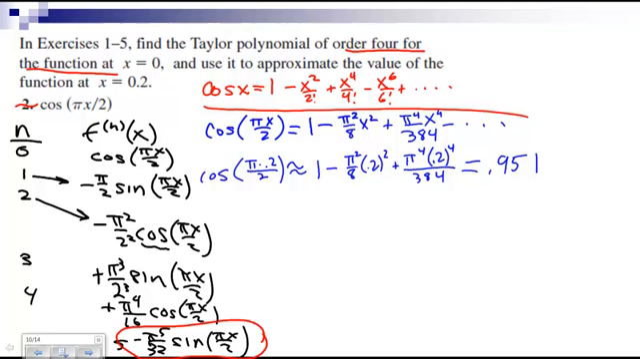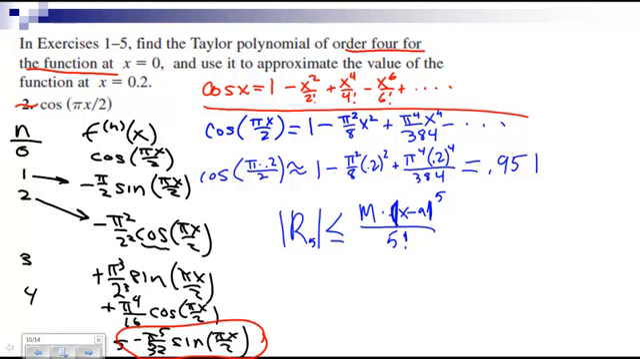My question is, now that we've used it to approximate it, how close is that answer? Well, let's figure it out. The remainder theorem says the absolute value of the remainder must be less than or equal to the biggest value of the derivative times the absolute value of x minus a to the n plus 1, over n plus 1 factorial. So we have to figure out what the biggest thing is.